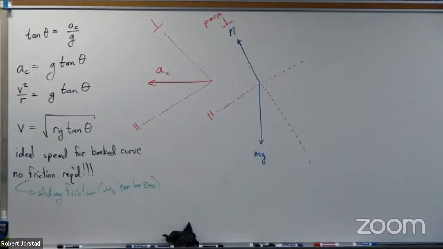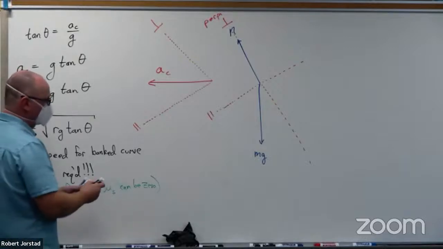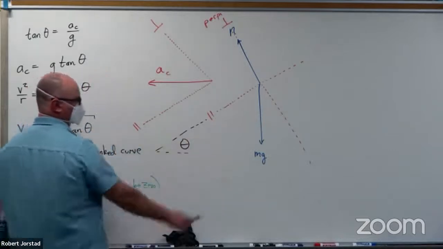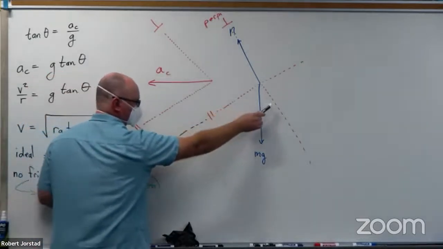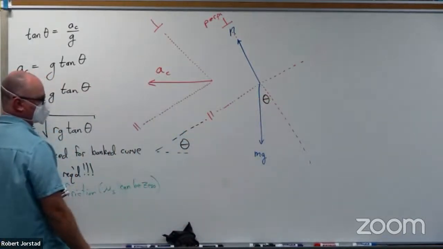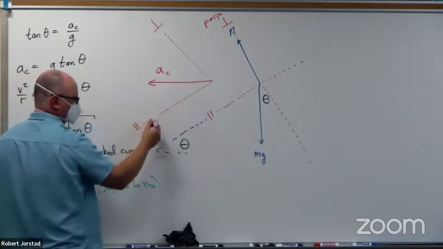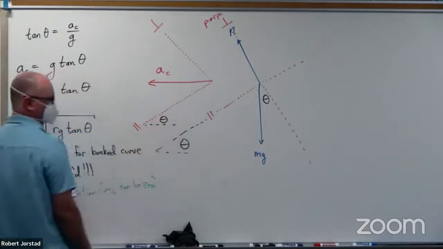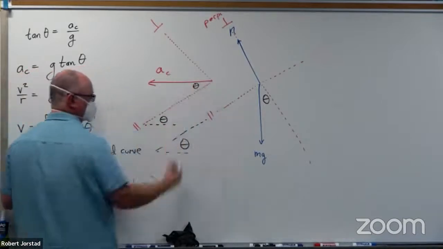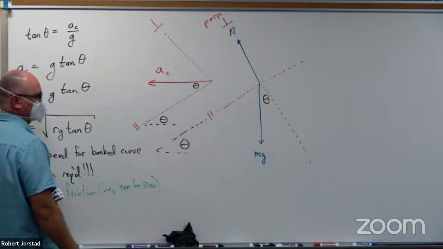Which vectors need to be split up in this new picture? MG and AC. Now, we know from experience, this angle down here is theta. What's this angle? Theta. Well, what's this angle? If this is theta, what's that angle? This is also theta. All right.